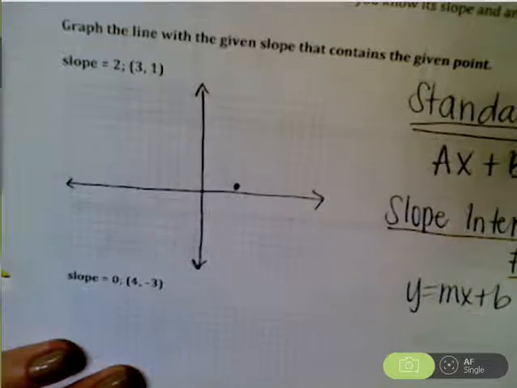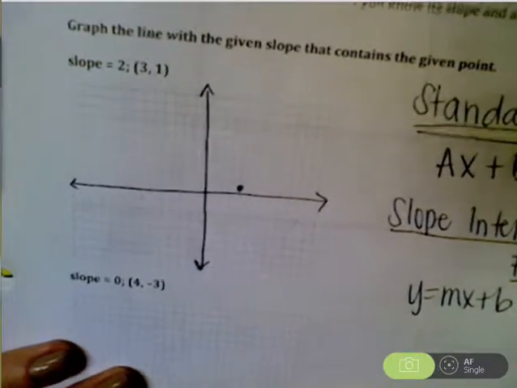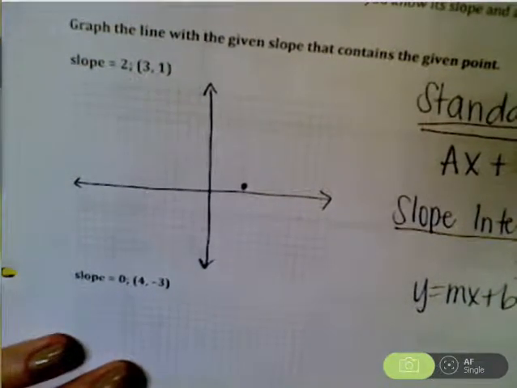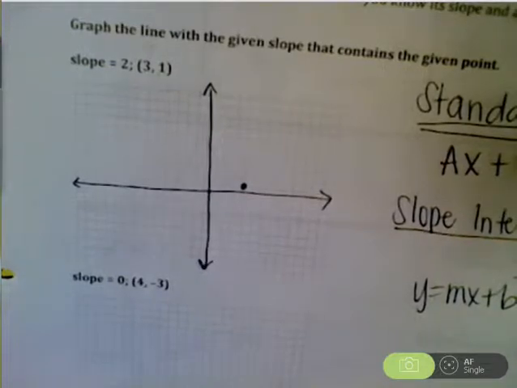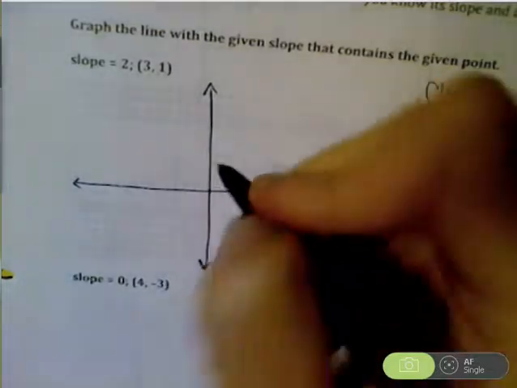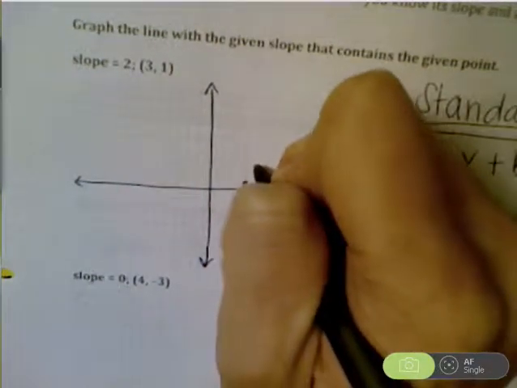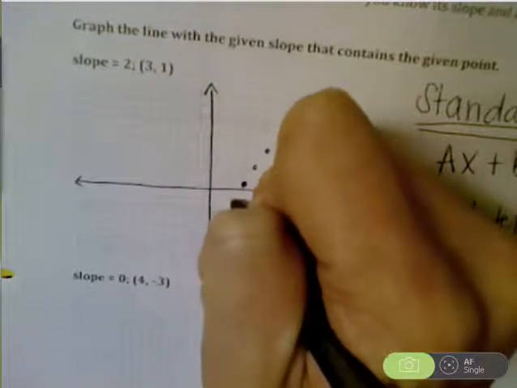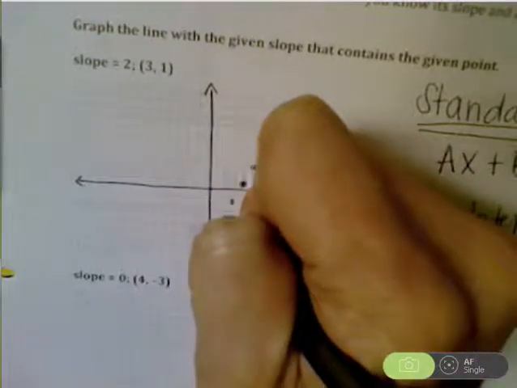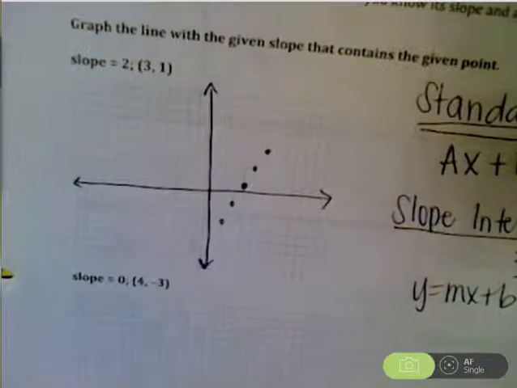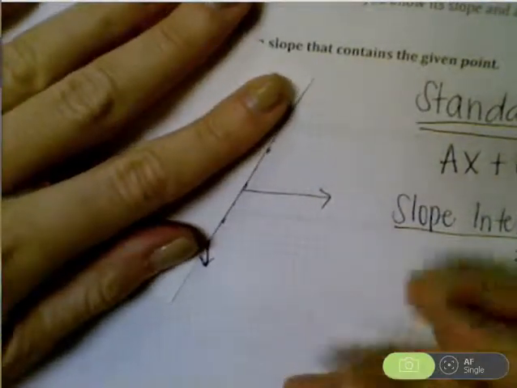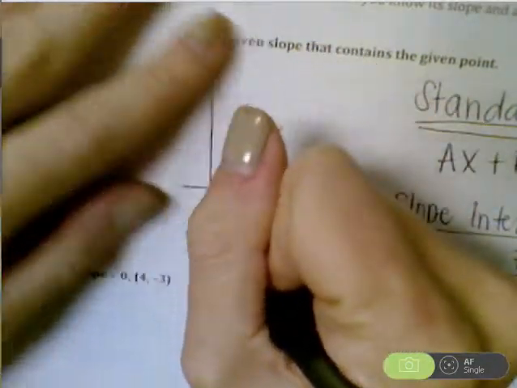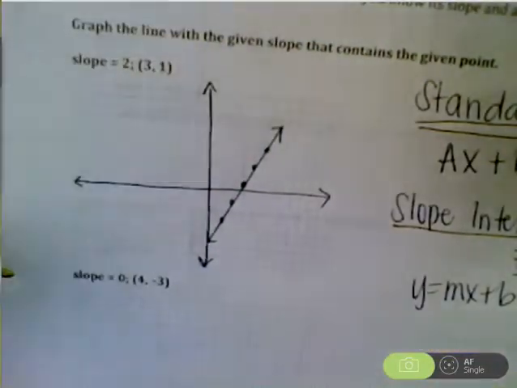And then you're going to use the slope of 2 to make 4 other points. You need to have a total of 5 points on your graph. So where would I move from 3, 1 with a slope of 2? Up 2 to the right one, or down 2 to the left one. I always like to go 2 in one direction and 2 in the other direction. Then just make sure that you connect the points and put arrows at each end.